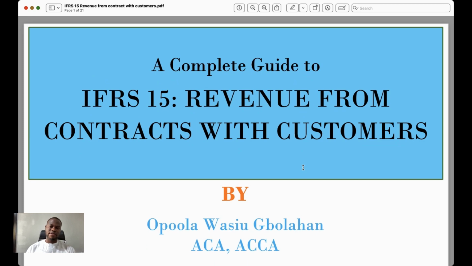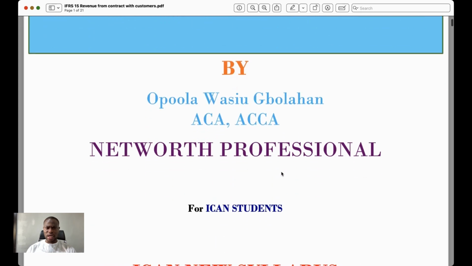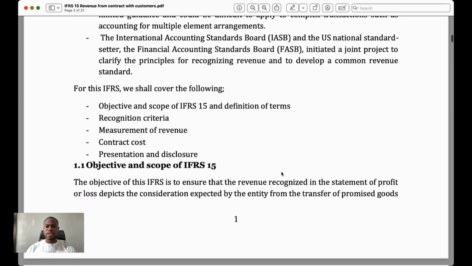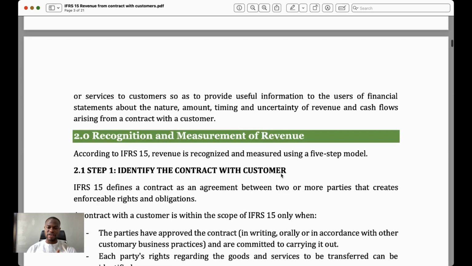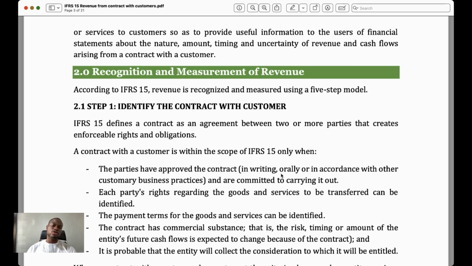Remember, we are looking at IFRS 15 on revenue from contract with customer. We already identified how important revenue is because it's really the measure of growth and survival of a business. And talking of IFRS 15, the key objective of this standard is to ensure that the revenue that is recognized in the statement of profit or loss depicts the consideration expected by the entity from the transfer of promised goods or services. And we quickly went on to how you recognize and measure revenue.